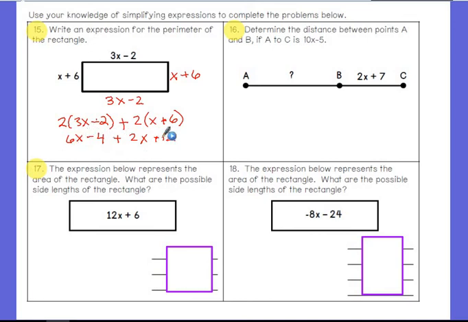Now I have 4 terms here. I can see if anybody can combine. I have a positive 6x and a positive 2x, which combine to give me 8x. I have a negative 4 and a positive 12 that can combine. Those are different signs, so subtract and keep the sign of the larger number. The larger number is positive, so subtract, and I get 8. So here would be the expression for the perimeter of this rectangle.